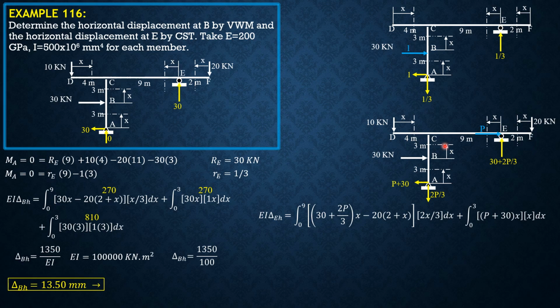Then finally in this section, we have integral 0 to 3 of P plus 30 times 3 plus x minus 30 times x. Then the derivative with respect to P is 3 plus x dx. So prior to integration, we set P to 0. So this is just integral of quantity 30x minus 20 times 2 plus x times 2/3 x, 0 to 9.